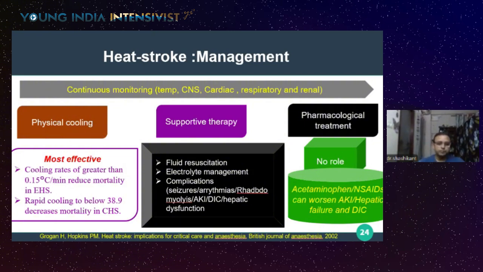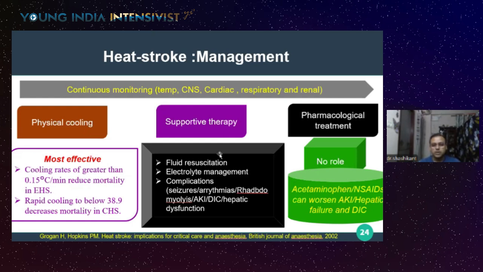and it has been shown that cooling rates of greater than 0.15 degrees Celsius per minute reduce mortality in patients with exertional heat stroke, while rapidly cooling an individual with heat stroke below 38.9 degrees decreases mortality in classical heat stroke. We'll have a more detailed talk on physical cooling in coming slides.